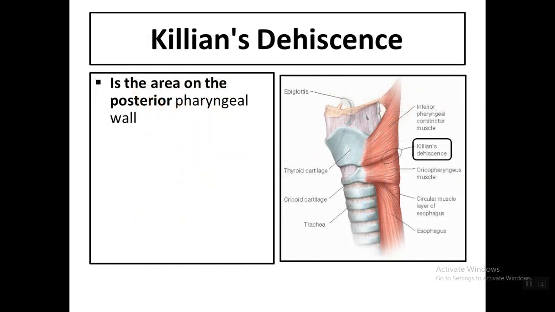There is a weak area, let's call it that. It is called Killian dehiscence. What is Killian dehiscence? This is the area at the lower end of the inferior pharyngeal constrictor. Here, at the lower end, we have this area that's called Killian dehiscence. It is on the posterior pharyngeal wall.